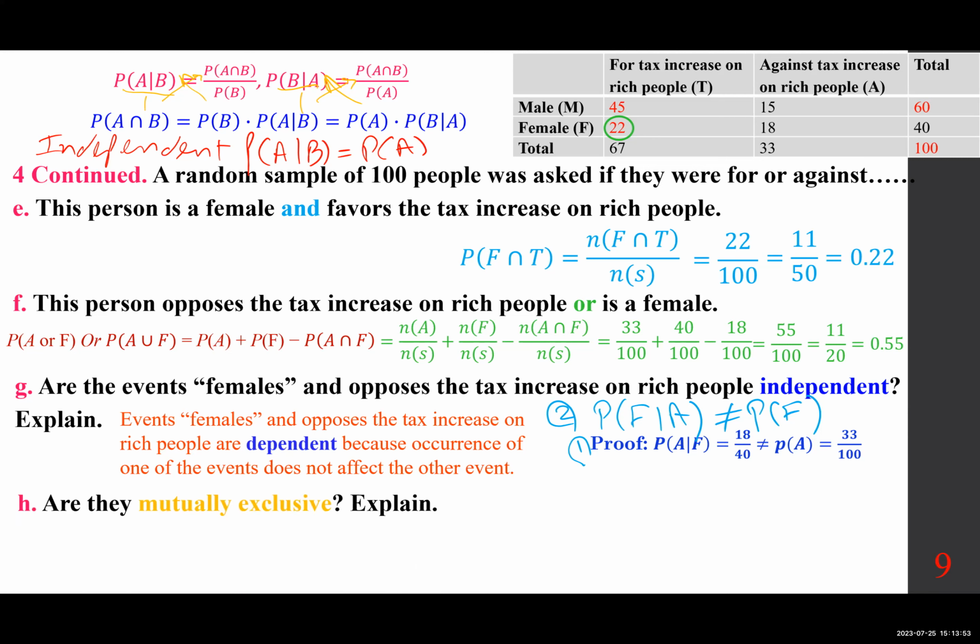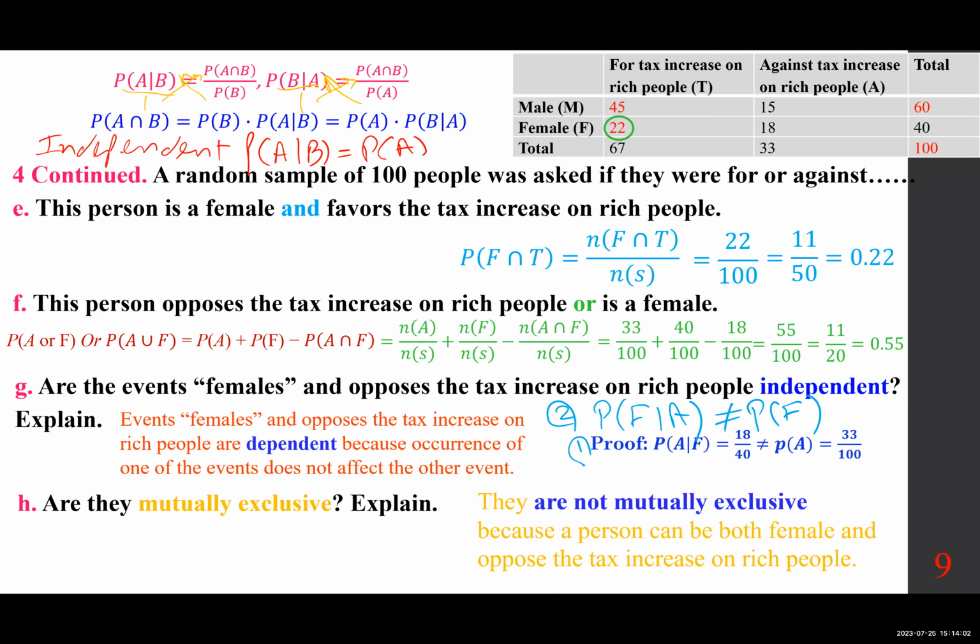Are they mutually exclusive? Well, I hope you remember the concept of mutually exclusive: when they have nothing in common. So they are not mutually exclusive because a person can be both female and opposes tax increase on rich people. Again, the proof is that you look at the probability of A intersection F. If it's 0, they are mutually exclusive, but it's 18 out of 100. And that's the proof.